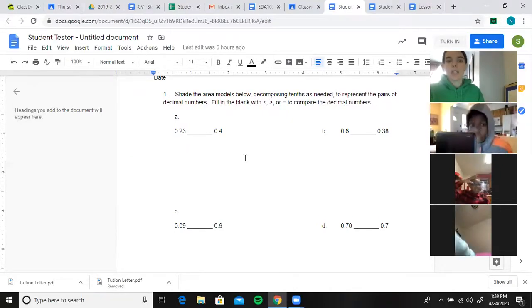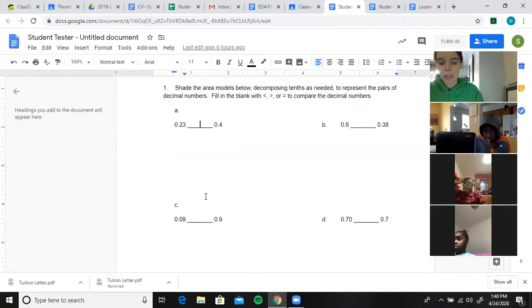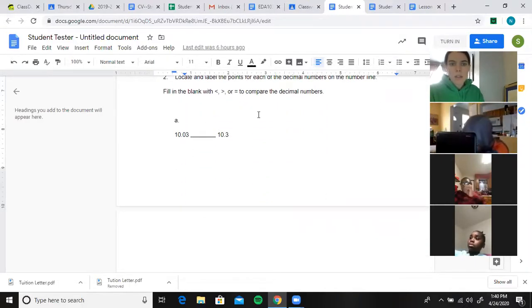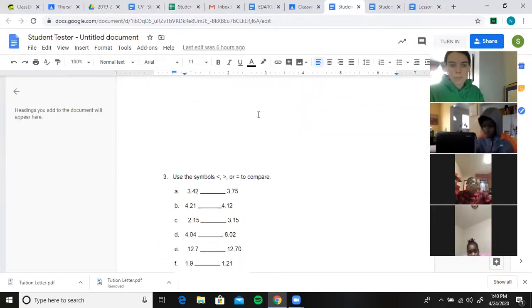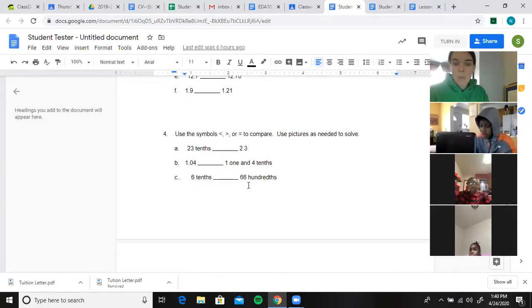So you're going to compare these numbers, 23 hundredths and 4 tenths. You're going to use the alligator symbols, which are down. If you're on a keyboard, they are down by the letter M. You have to use your shift key to use the greater than, less than, or equal to is up by the backspace bar. You're going to compare all of these. And then number 2, you're doing the same thing. Number 3, same thing. Number 4 is kind of how we started in our do now.